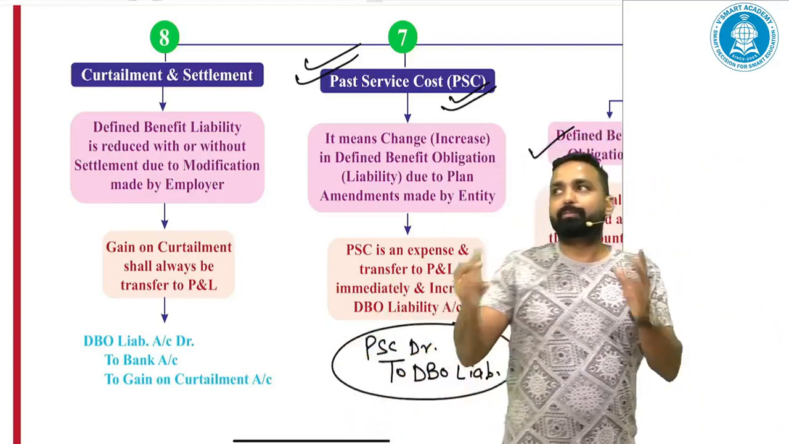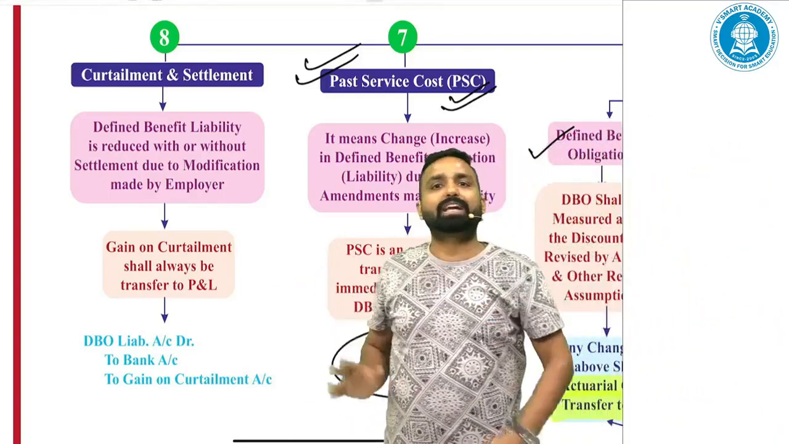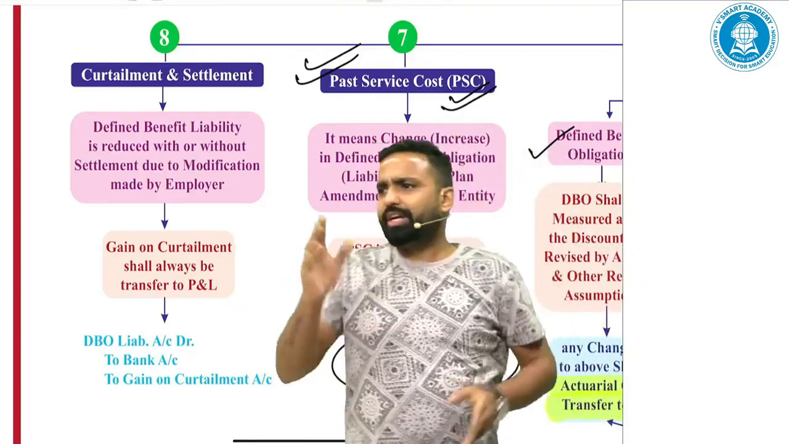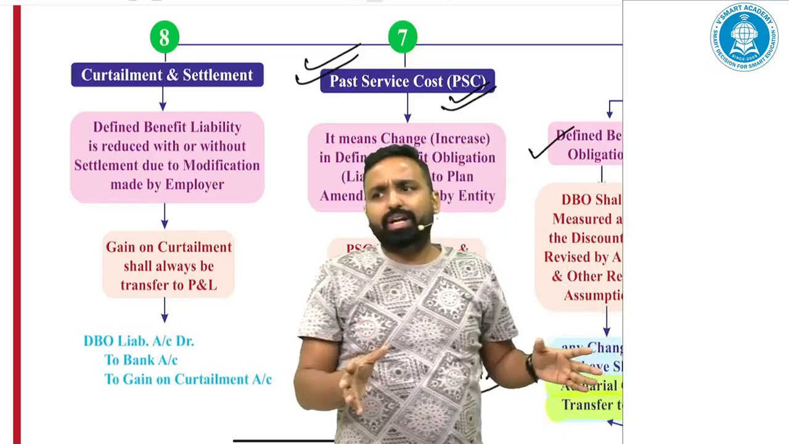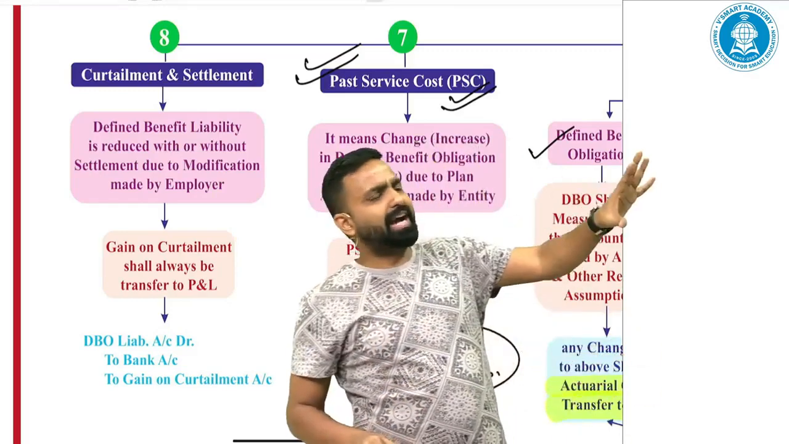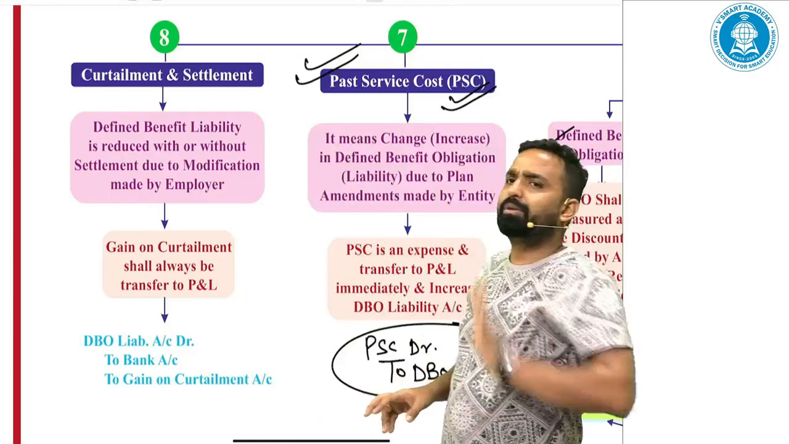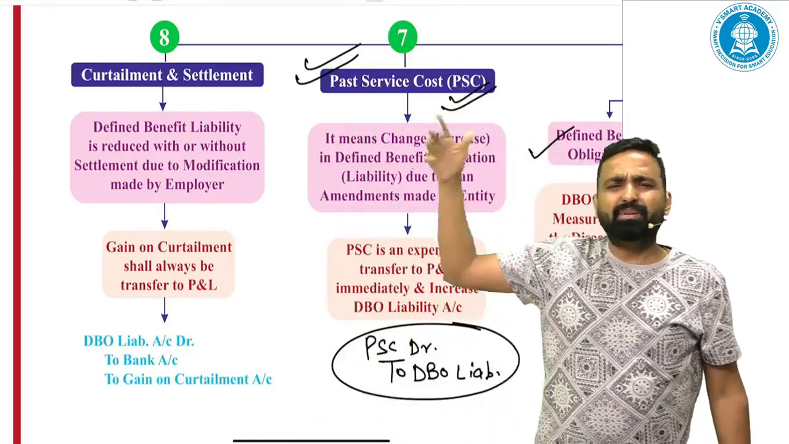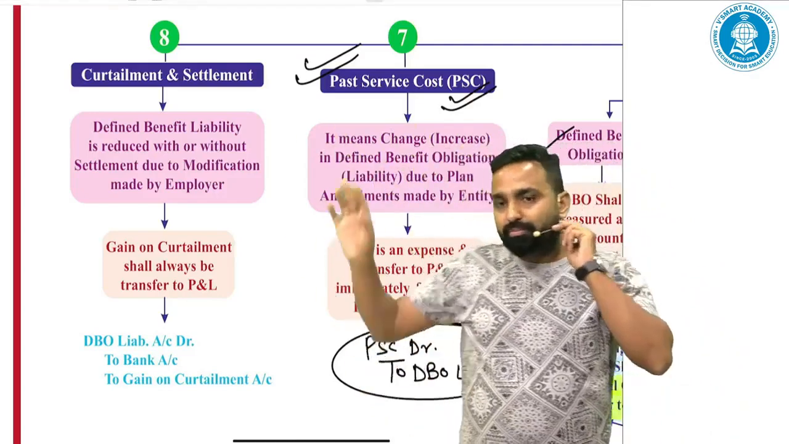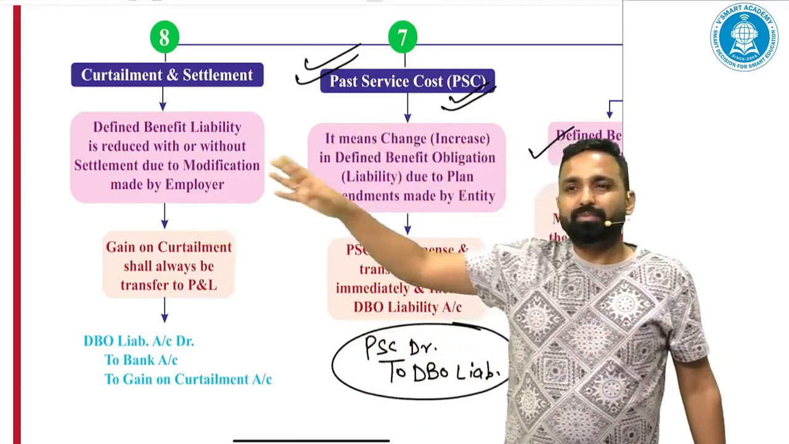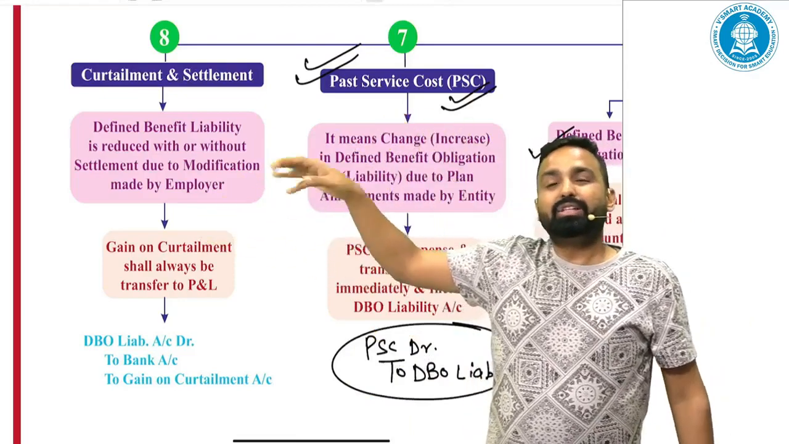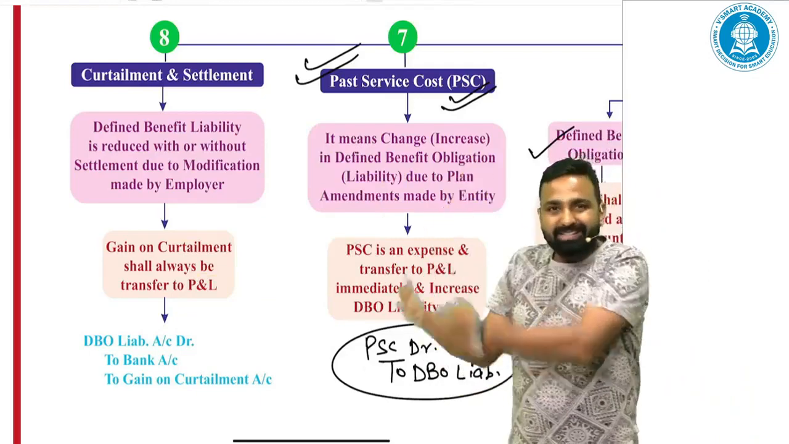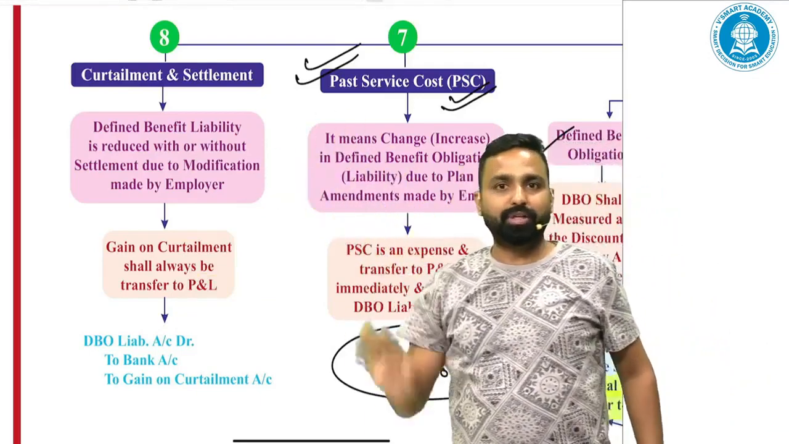Now please try to understand. Suppose I have three different segments, or three different units: Unit 1, Unit 2, Unit 3. In all these three units, I have some employees. In Unit 1, I have 50 employees. Unit 2, 50 employees. Unit 3, 50 employees. Now, I'm shutting down my Unit 3. I'm discontinuing my Unit 3 business. So, by shutting down my Unit 3 business, I have cancelled the defined benefit plan for my Unit 3 employees.